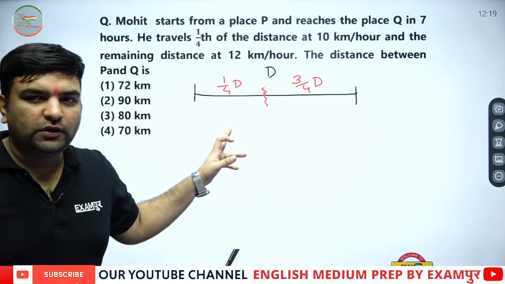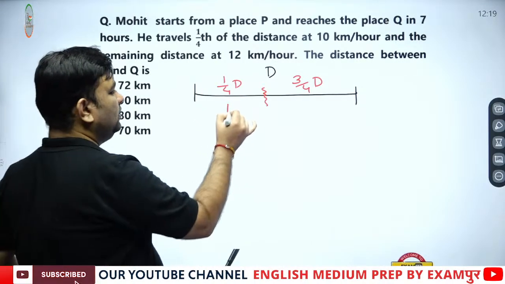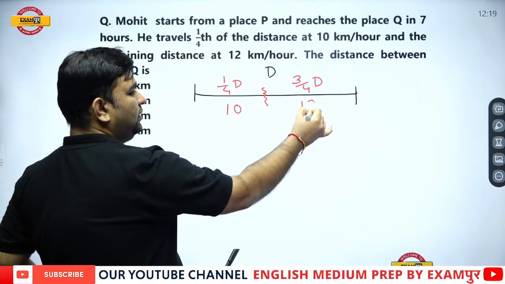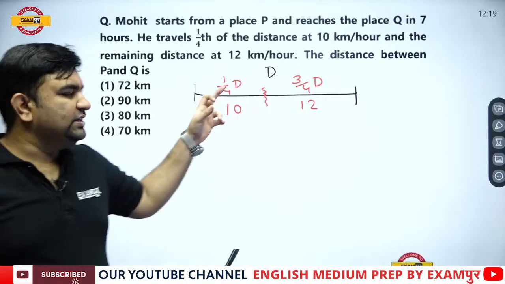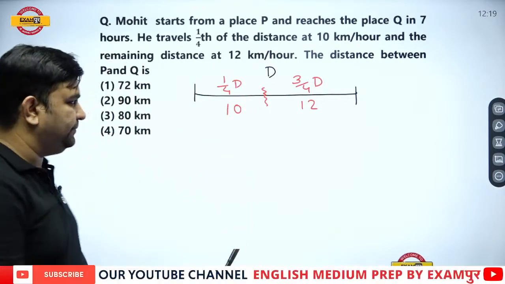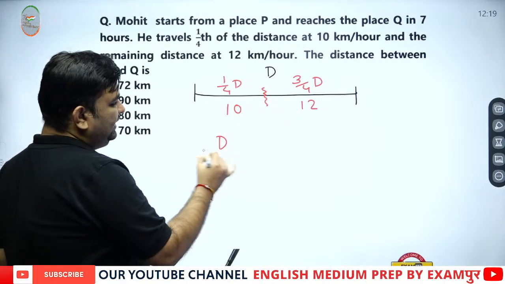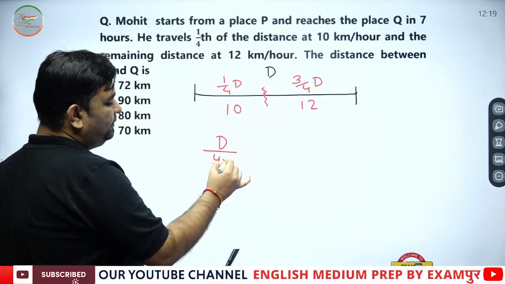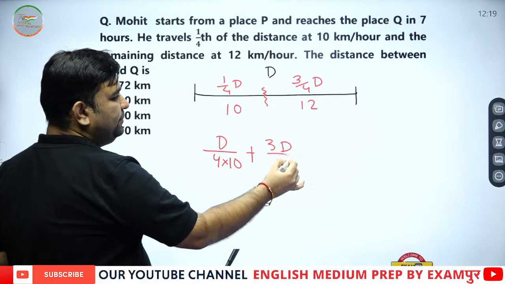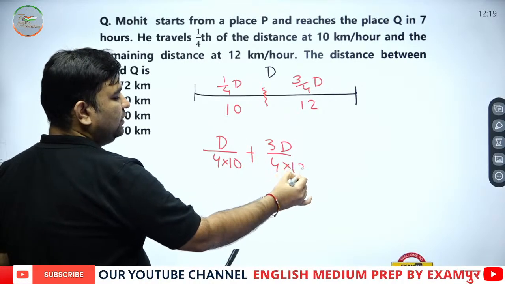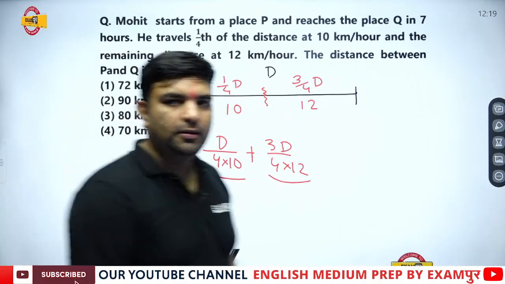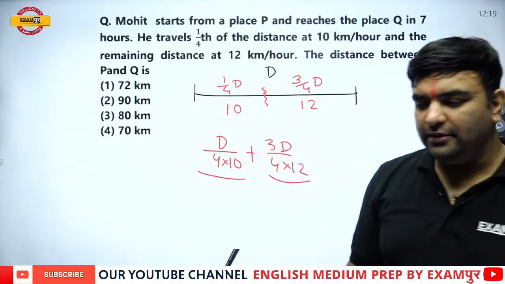What is the speed for the first portion? 10. What is the speed for the second portion? 12. You know distance upon speed is time. So d by 4 divided by 10 is the time in the first portion, and 3d by 4 divided by 12 is the time in the second portion.